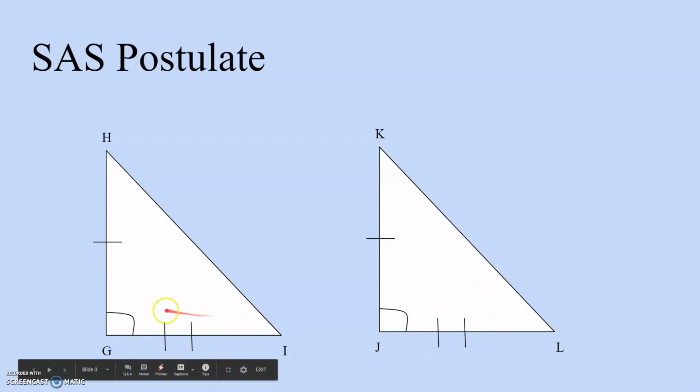In this model, you can see that this side is congruent to this side, this side is congruent to this side, and this angle is congruent to this angle. And this angle is in between these two sides.